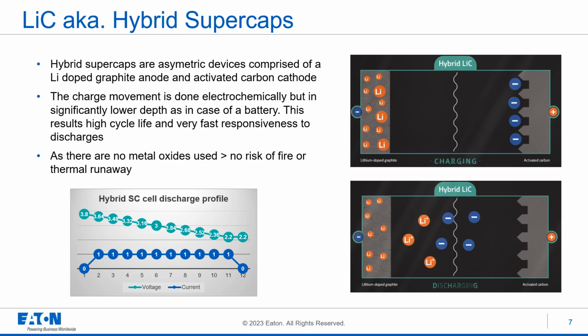A hybrid capacitor, or today a lithium capacitor, is an asymmetric device which is a mix of battery-like features on the anode and a traditional supercapacitor on the cathode. So the anode is typically graphite doped with lithium, and the cathode pure activated carbon. As new products are developed, we may see new materials on the anode.